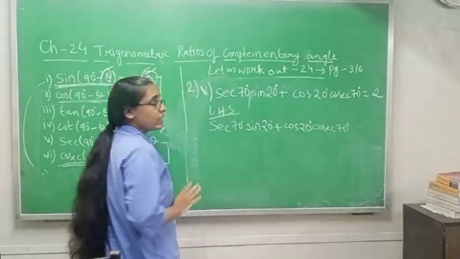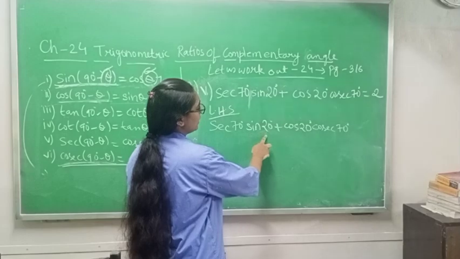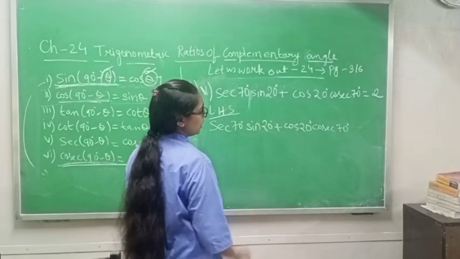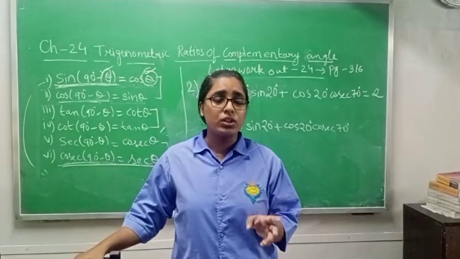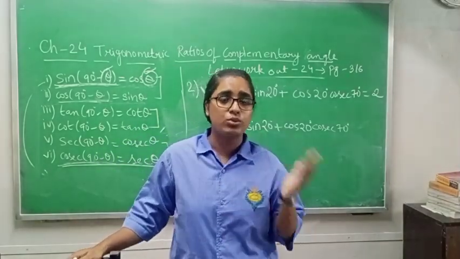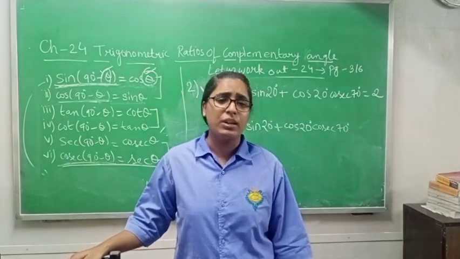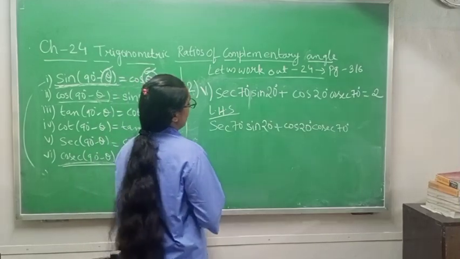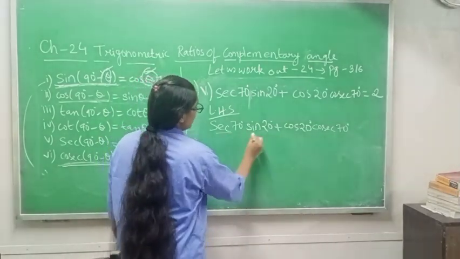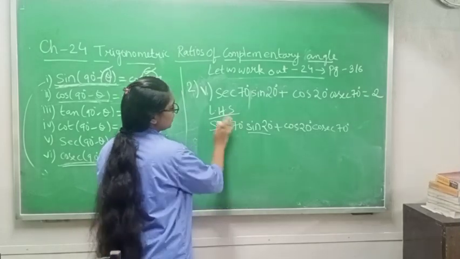So what I will do, first I will write LHS. In LHS you have sec 70 degree sin 20 degree plus cos 20 degree cosec 70 degree. You can ask, ma'am, in the last one there were only 2 terms, so we could easily change one term to another and cancel it. We were getting sometimes 0 and sometimes 1. Now in this one, class 10, in these 2 you can change any one of them. So I am changing this one.